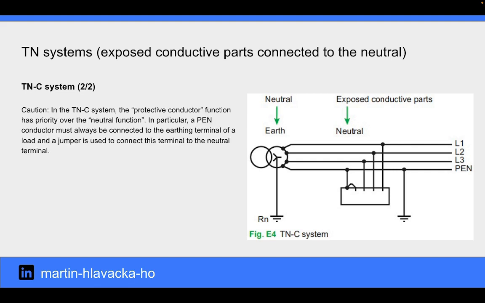Caution: in the TNC system, the protective conductor function has priority over the neutral function. In particular, a PEN conductor must always be connected to the earthing terminal of a load, and a jumper is used to connect this terminal to the neutral terminal.